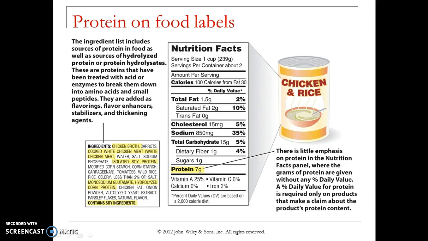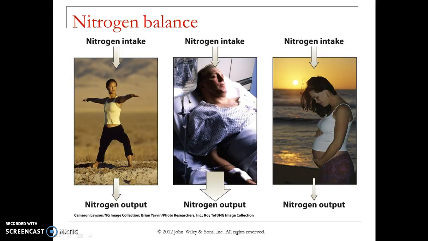A lot of times you'll see, like you see in bold down here, "contains soy ingredients." A lot of times you'll see that same warning on a lot of labels that contain any of those allergens that I've just mentioned. And this is what I was talking about with nitrogen balance. So measuring nitrogen intake and nitrogen excretion can really show what your protein status is.